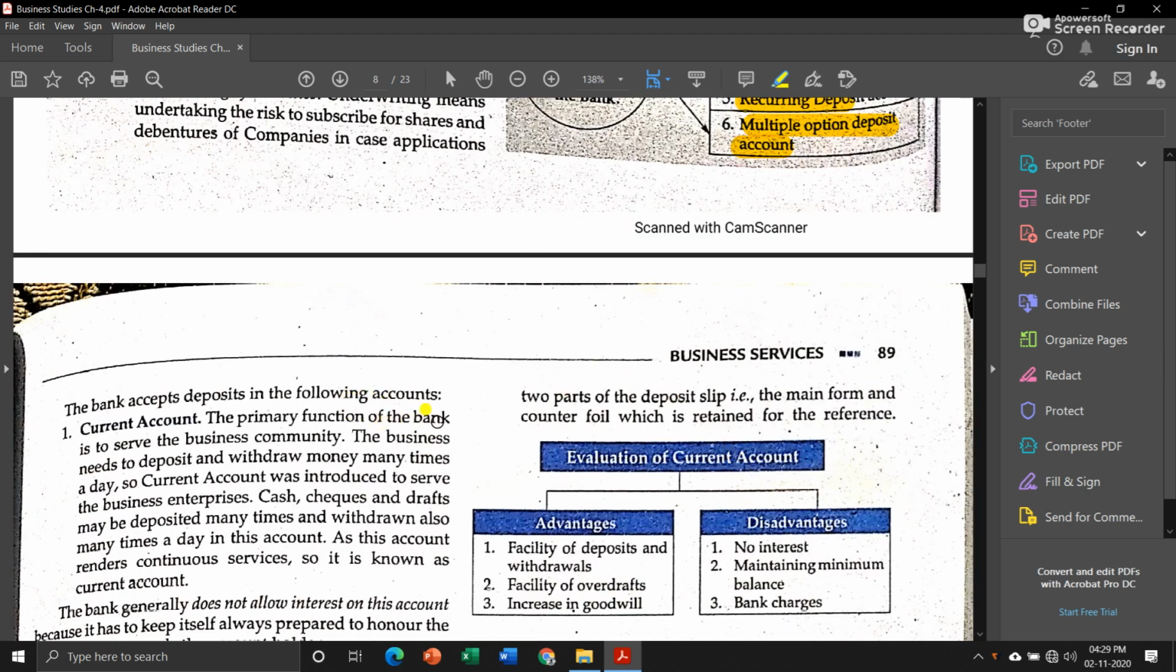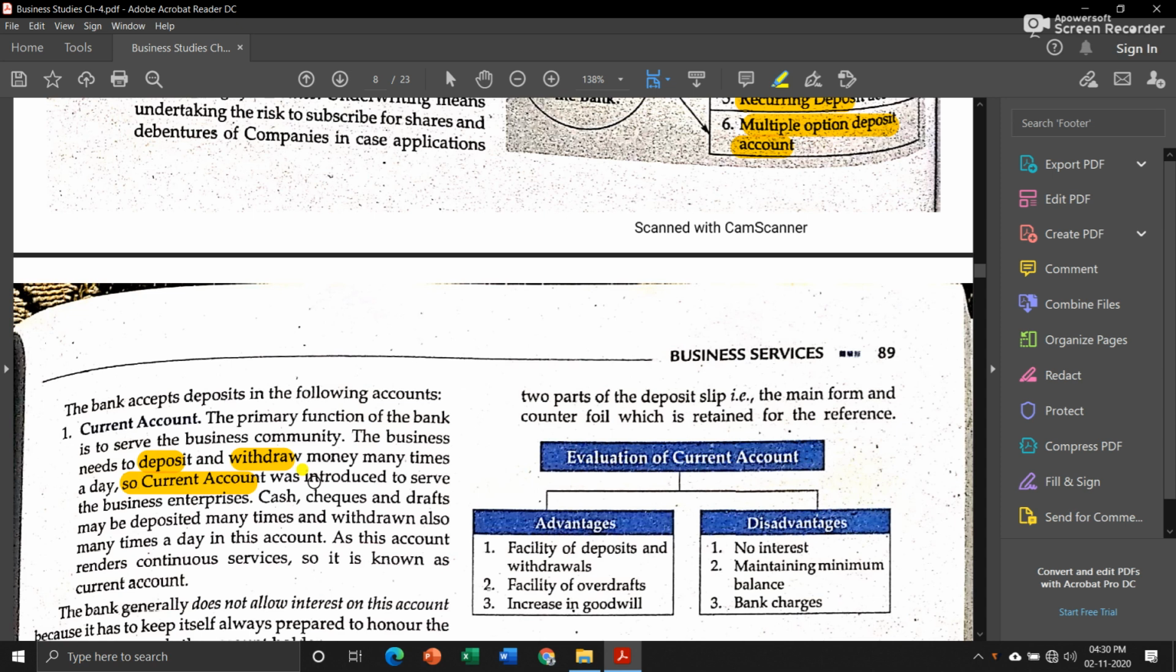The primary function of the bank is to serve the business community, means they are supposed to help the business. So the current account is mainly focused on business activities, means the business needs to deposit as well as withdraw money, or sometimes send money to some other parties as well. So for that reason current account was introduced.